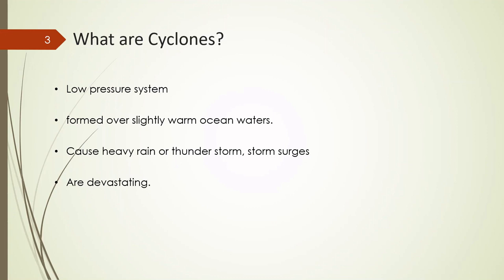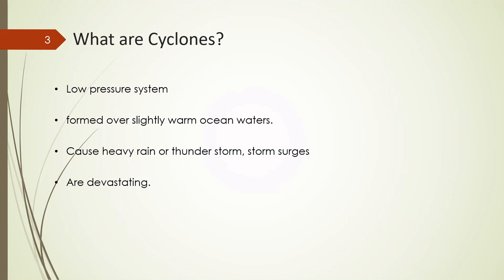In a technical, more geographical way, cyclones are a well-developed low pressure system. Low pressure means that because of high temperature, a low pressure is created above the warm ocean waters. So it is formed over slightly warm ocean waters, and it causes heavy rain, thunderstorms, and storm surges. Along with that, it is a closed circulation of air. There will be a rapid upward movement of hot air, and this is also subject to the Coriolis effect. These minute details we will cover in the upcoming slides. For a general understanding, they are a well-developed low pressure system formed over slightly warm ocean waters.